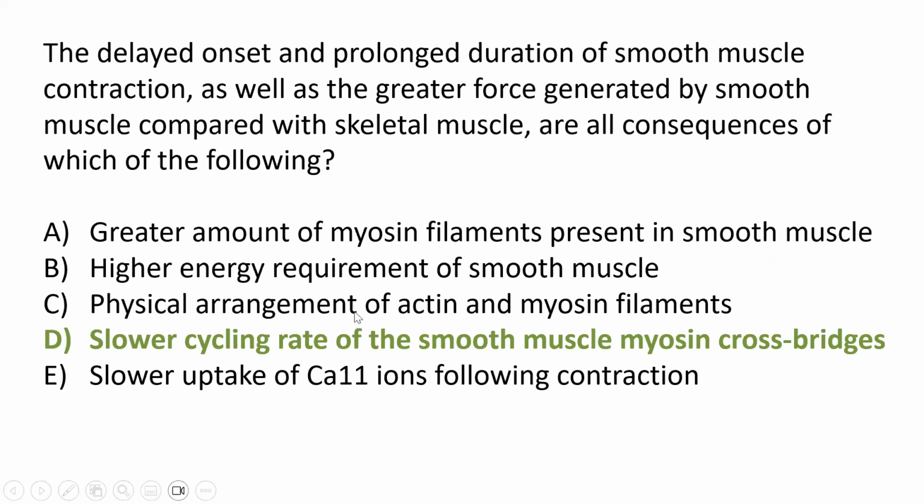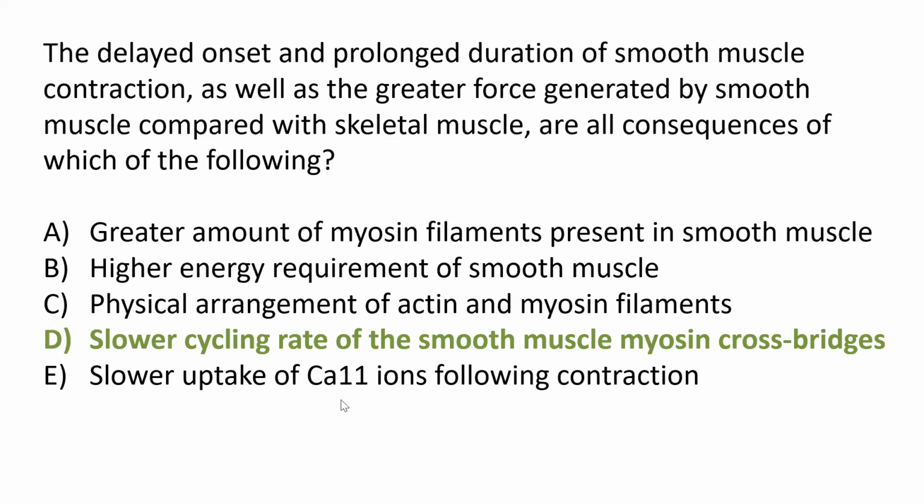Now, physical arrangement of actin and myosin filaments. It is more organized in skeletal muscle because it is more fibrous-like. Slower uptake of calcium ions following contractions? That is not true. Actually, we have more uptake of calcium because we have voltage-gated, ligand-gated, and mechanically gated channels and the sarcomere itself in smooth muscle. So, depending on the number of channels, we have faster uptake of calcium in smooth muscle than in skeletal muscle.